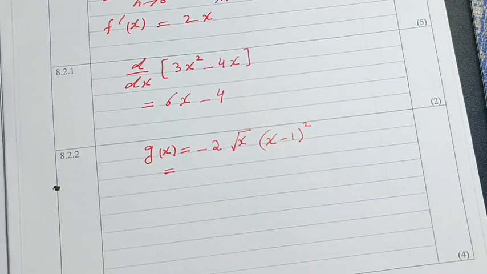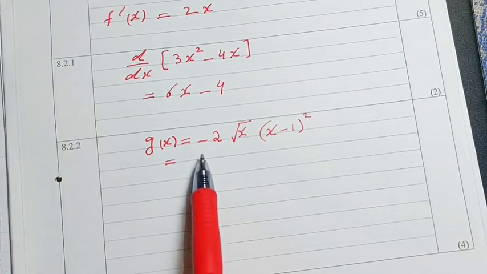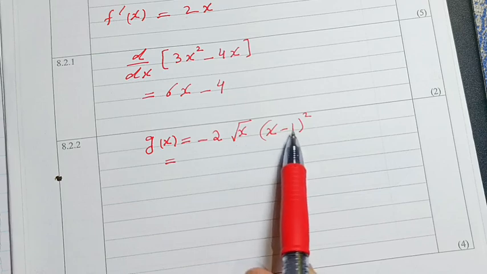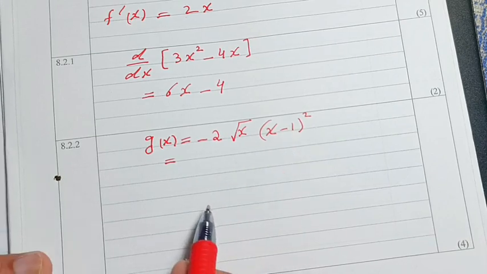To solve this question, I need to first simplify here before I apply the derivative, because a root sign is here and I need to solve this perfect square as well. So have a look here.